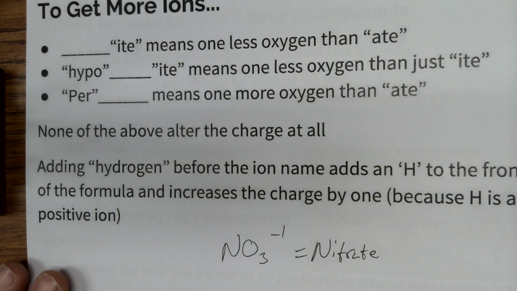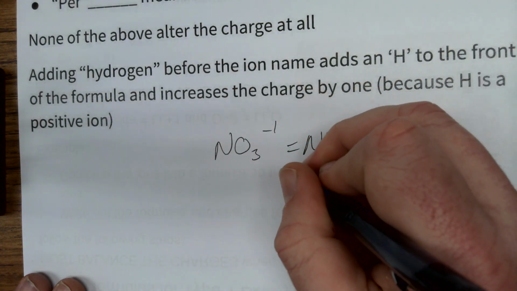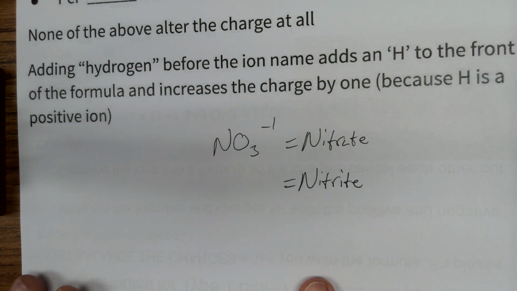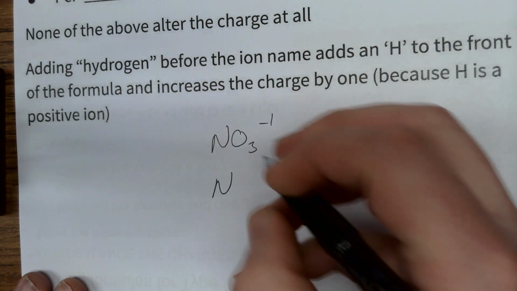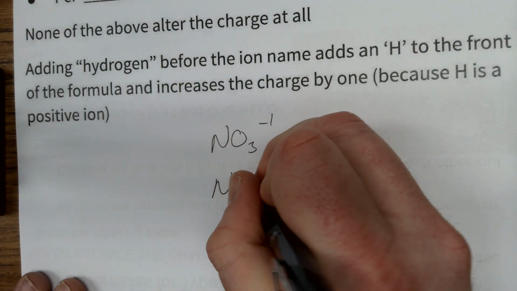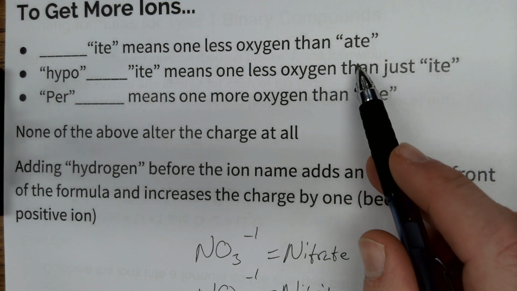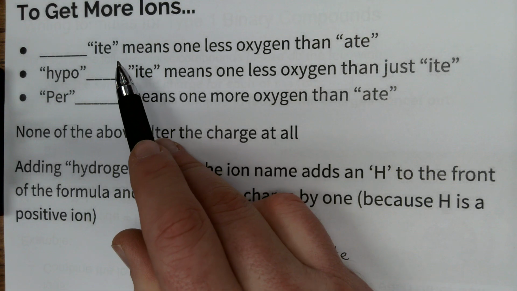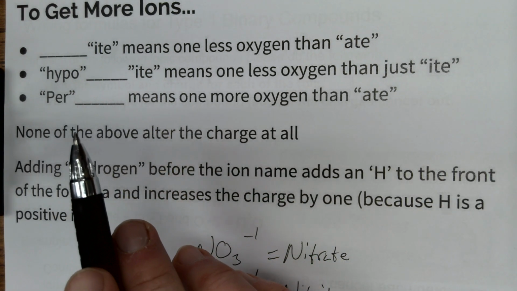If my nitrite is 1 less oxygen, what is the symbol? What's going to be my ion for my nitrite? If it's 1 less oxygen, what is it? NO, how many oxygens? 2. Minus 1. If I know my -ates, I know every -ite. If I know my -ites, I know every hypo-something-ite.